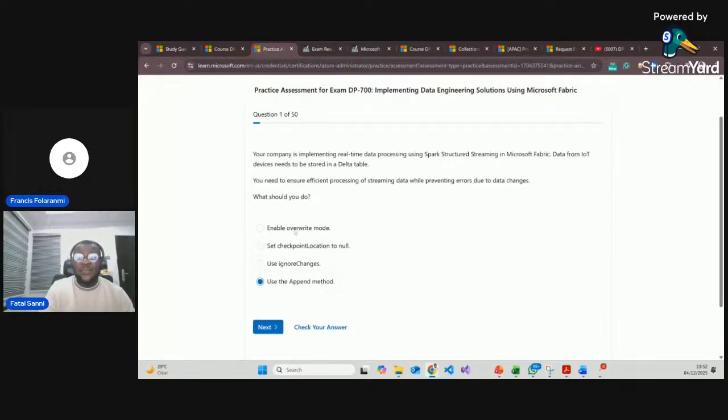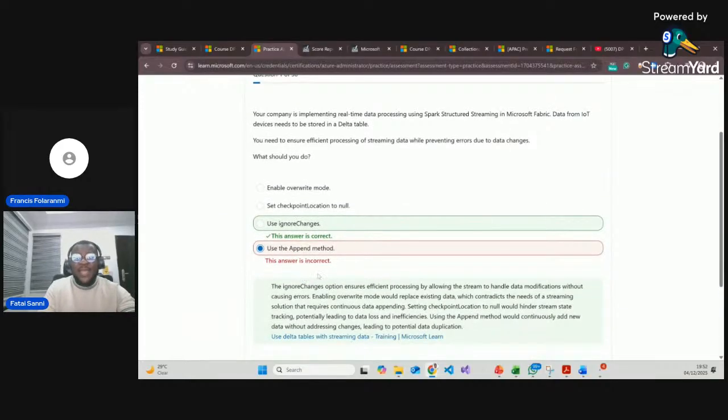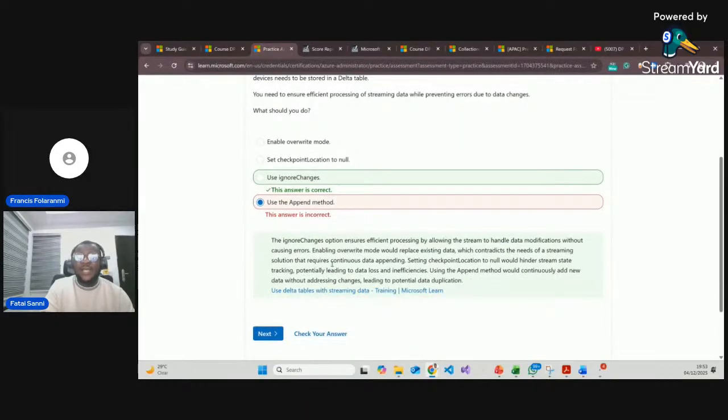Now, the good part of taking this assessment is that any answer you choose, if you choose check your answer, it tells you whether your answer is right or wrong. And if I'm wrong, it gives me an explanation with a link to Microsoft Learn for me to read about this particular question. All right, so in this case, I've selected use the append method. The right answer is ignore changes. Now it gives me proper context into why this is the right answer. And of course, you get a link to Microsoft Learn.